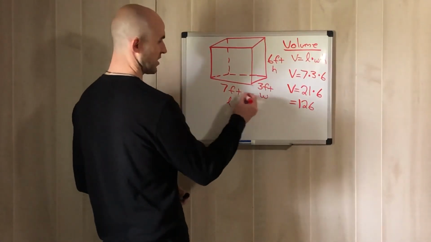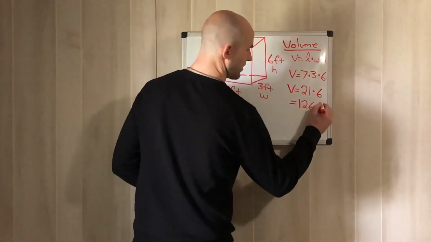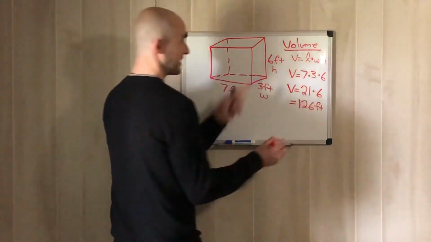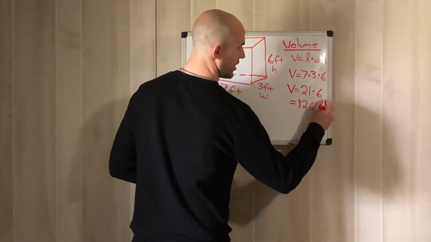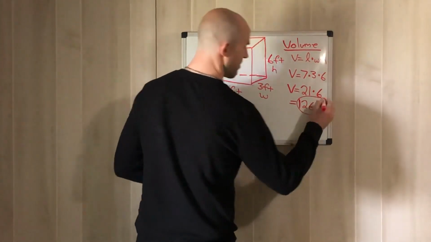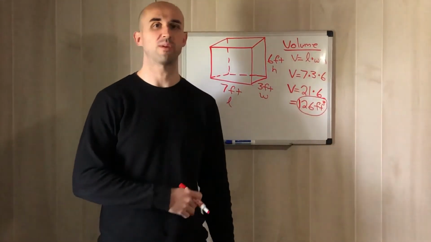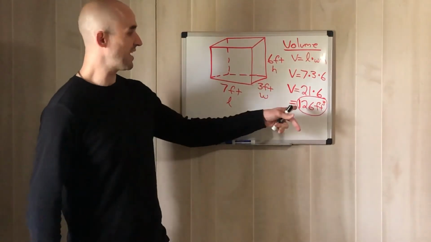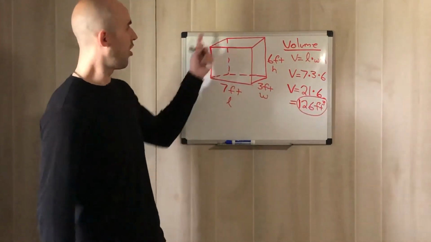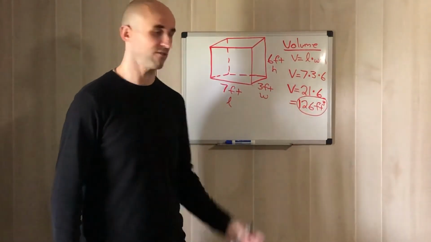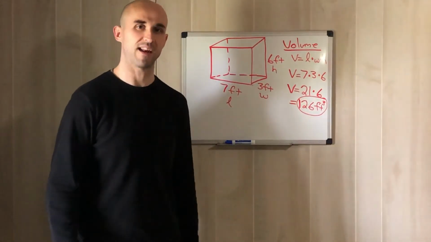And then, since we're dealing with feet, it would be feet. And since it's volume, it's going to be feet cubed. Always remember, whenever it's volume, it's always cubed. Whenever it's area, it's always squared, always. And again, what that 126 means is all the space that's inside of that figure. There's 126 feet cubed in that prism.